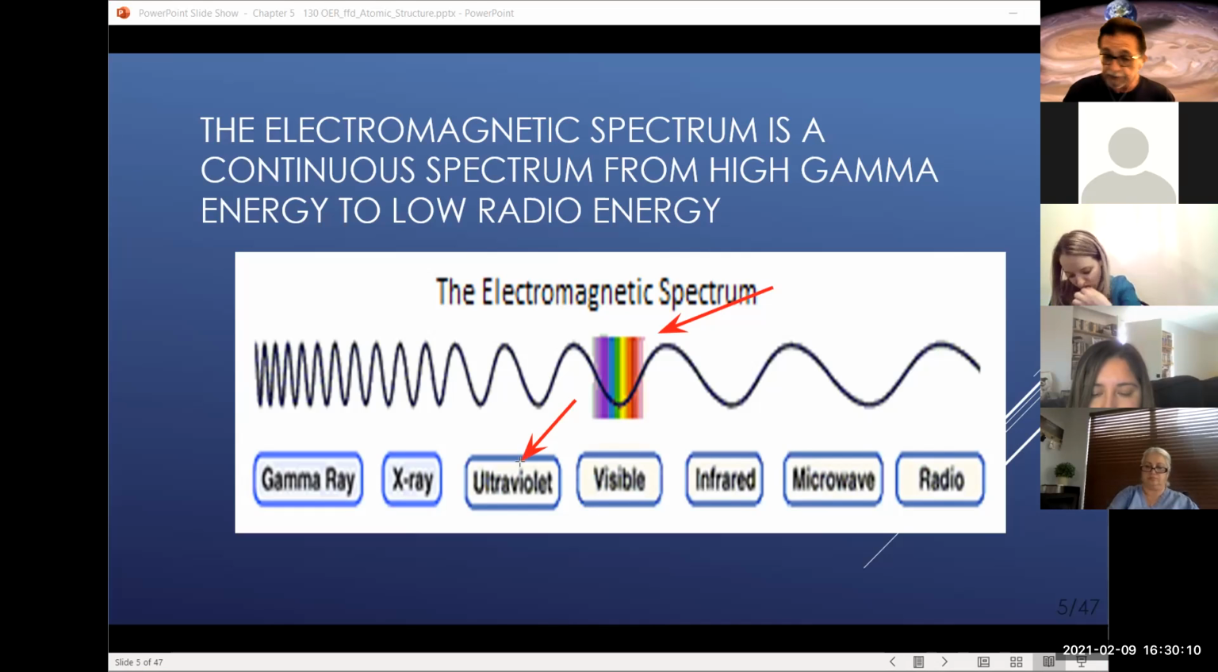Ultraviolet can be very hazardous. That's why when you're out in the sun, you want to have a blocker, because UV light can cause all kinds of skin damage. All right, so big spectrum, gamma rays on one side, radio waves on the other, visible a very small amount of what we can see. And that is the whole electromagnetic spectrum.